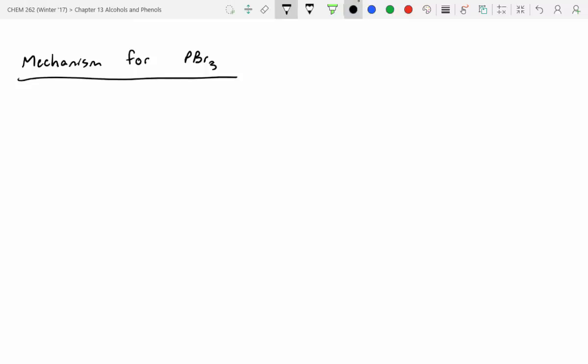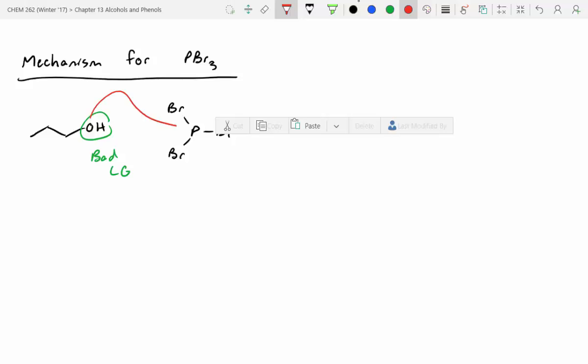All right, this one's pretty similar. We're stuck with an alcohol. We know that this alcohol's got a bad leaving group. So we're going to react this with phosphorus tribromide, which again is a really, really good electrophile. So this alcohol is going to attack the phosphorus and kick off a bromine, or a bromide, I should say.